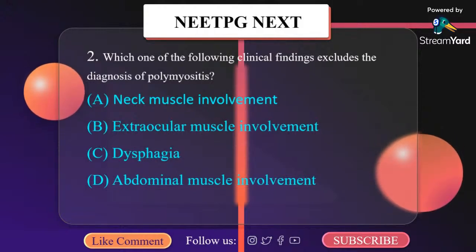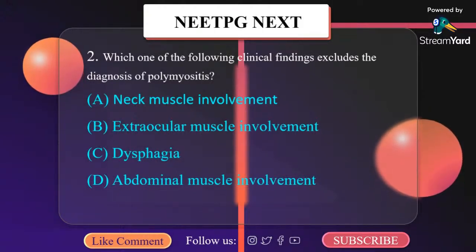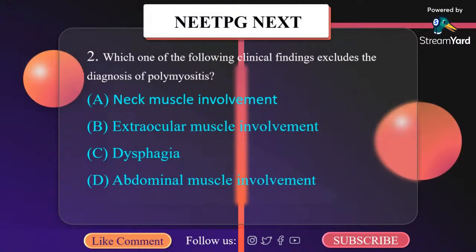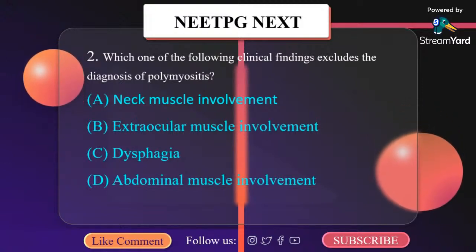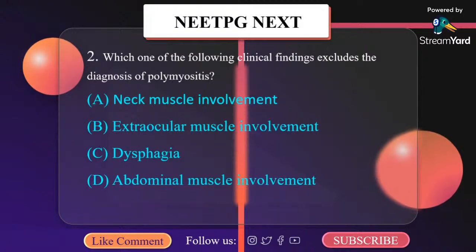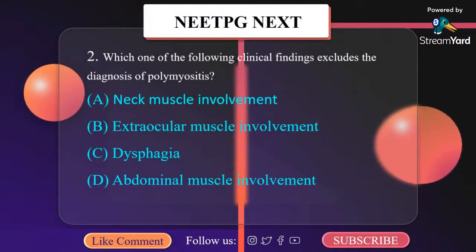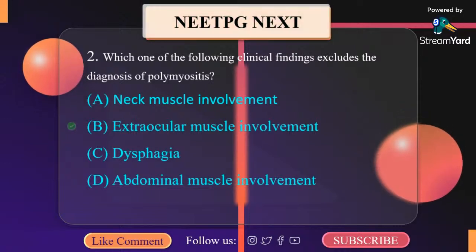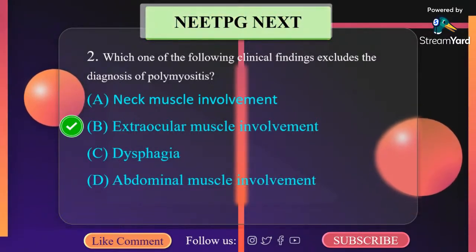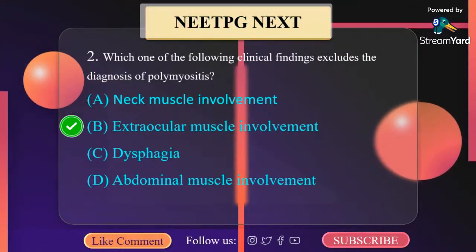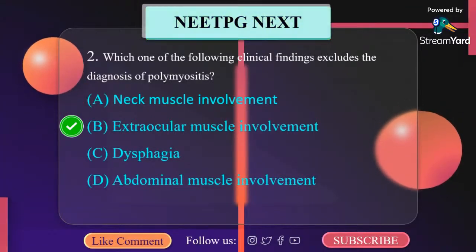Which of the following clinical findings excludes the diagnosis of polymyositis? A. Neck muscle involvement. B. Extraocular muscle involvement. C. Dysphagia. D. Abdominal muscle involvement. Correct option here is B. Extraocular muscle involvement. This excludes the diagnosis of polymyositis.